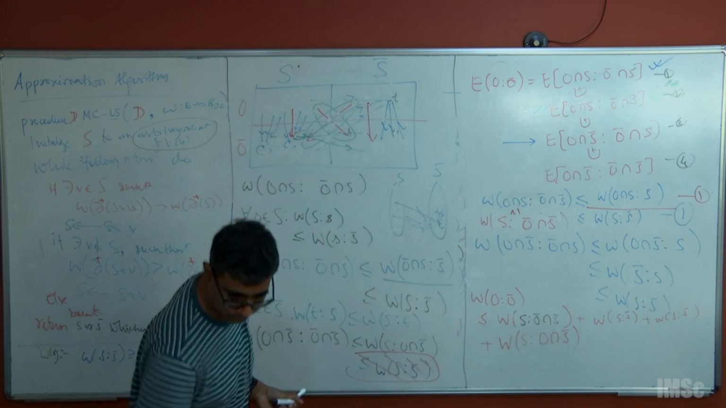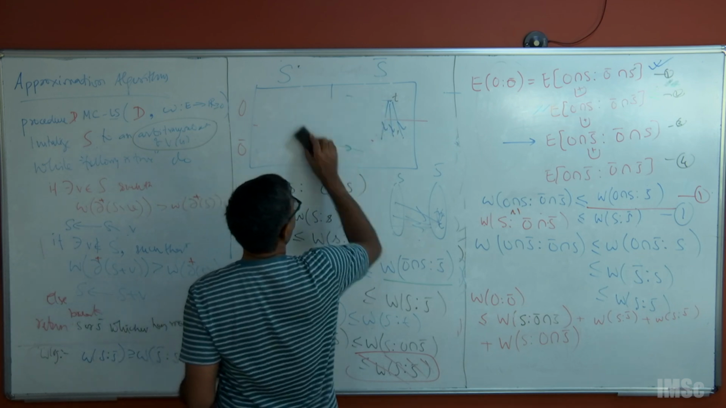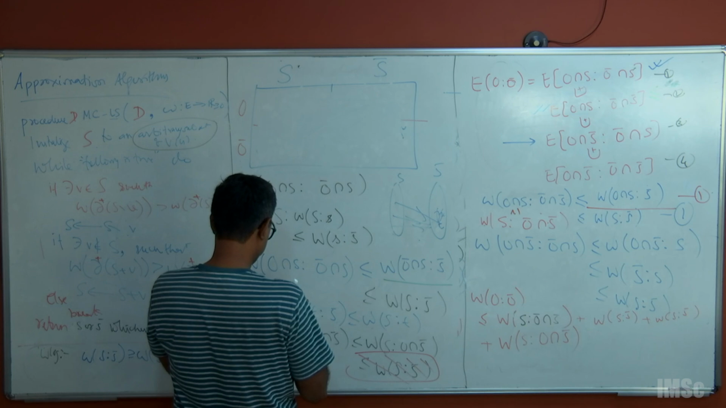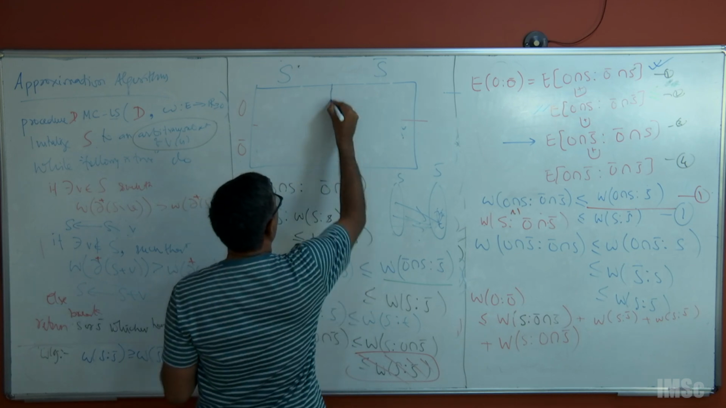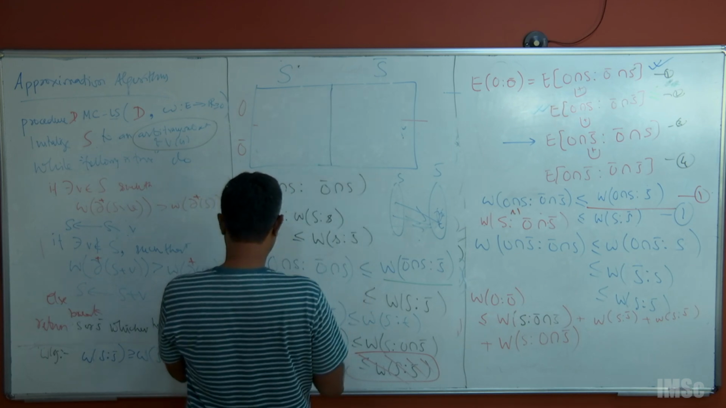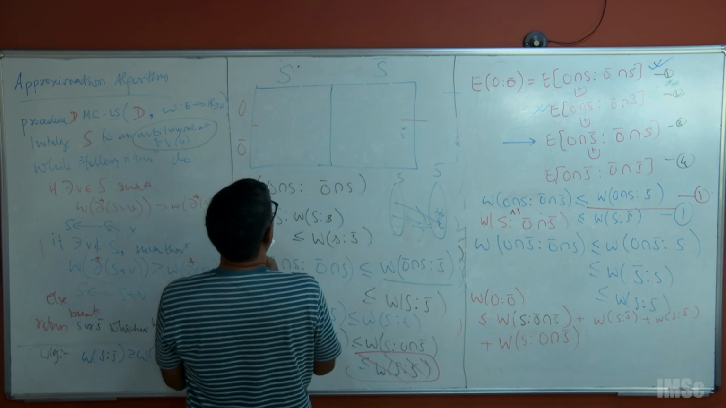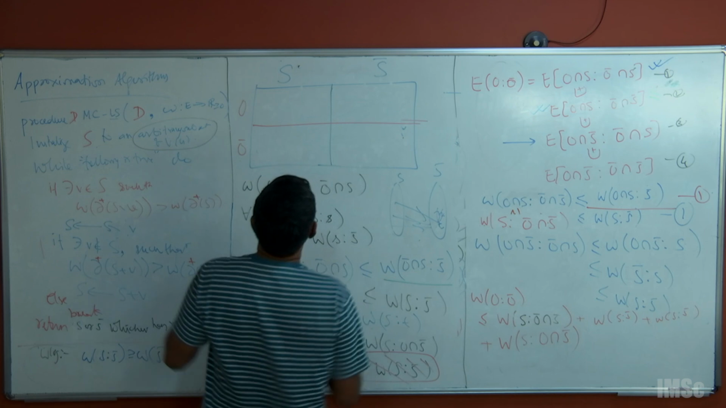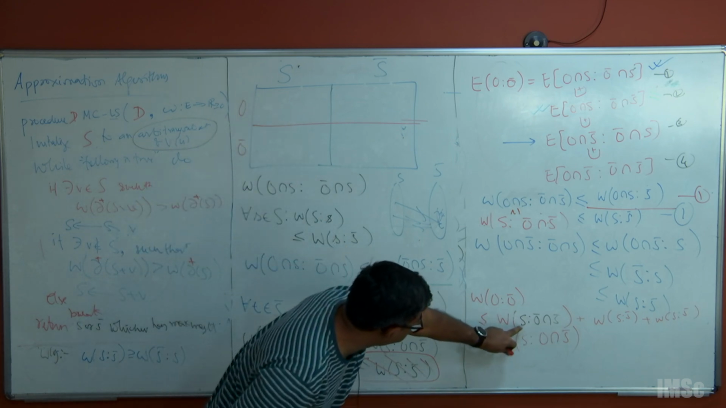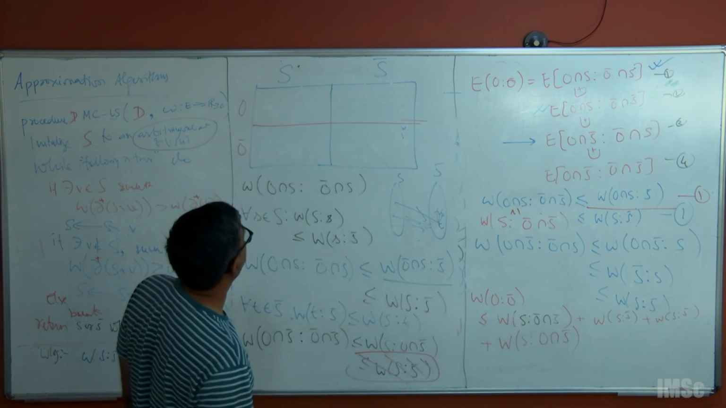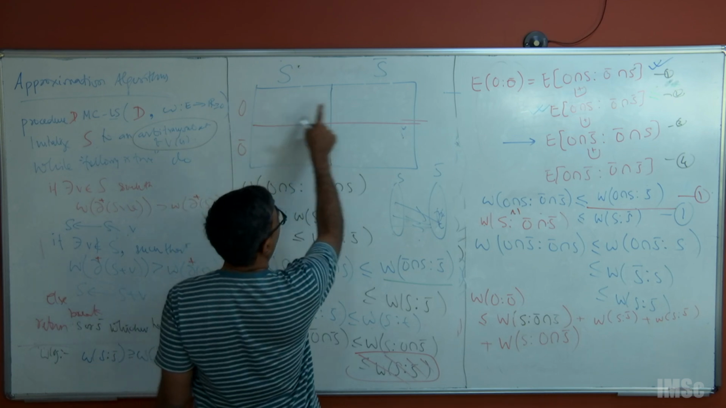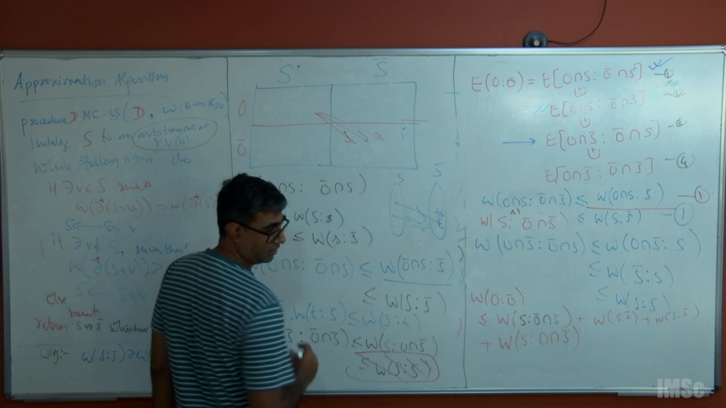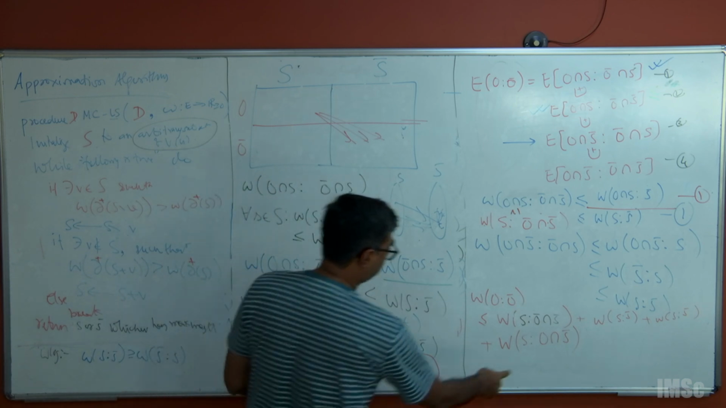Let me rub this. Here it is, and this is my red. Now look at what this first quantity is telling us: S to O bar intersection S bar. These are the edges that they are talking about. Is that right? And what are these talking about?